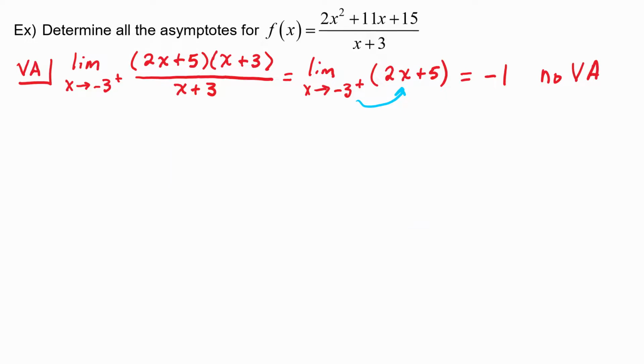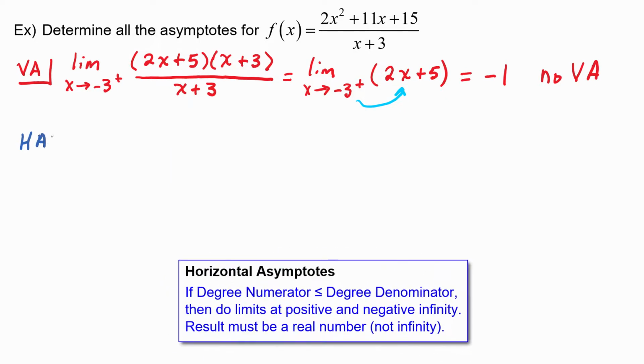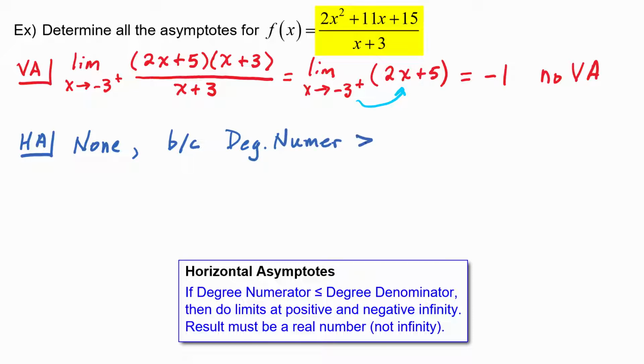Now let's check for horizontal asymptotes. Now for that, we need the degree of the numerator to be less than or equal to the degree of the denominator. And because the degree of our numerator is greater than the degree of the denominator, we have to say none. And the reason we give is because the degree of the numerator is greater than the degree of the denominator.